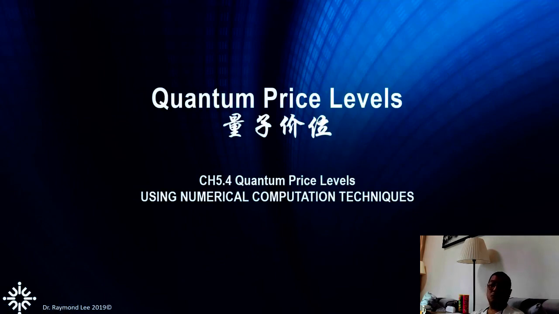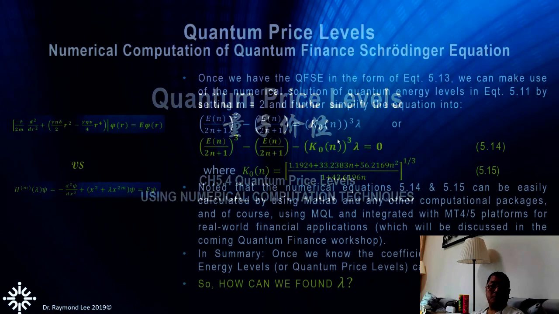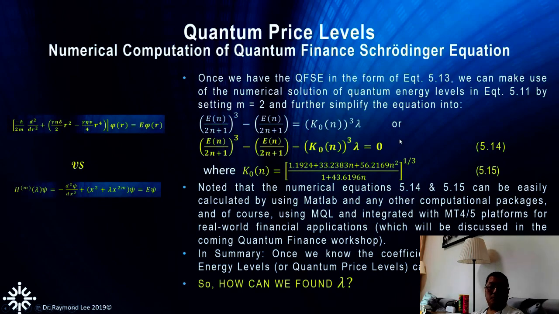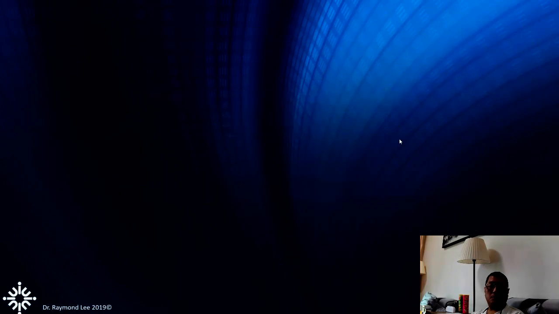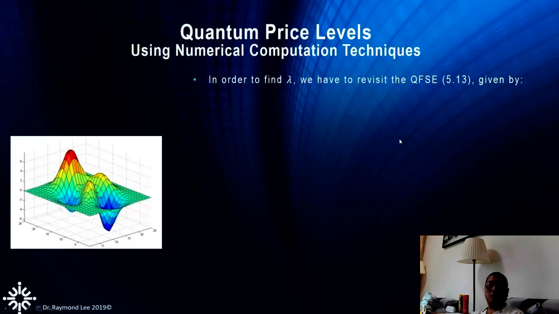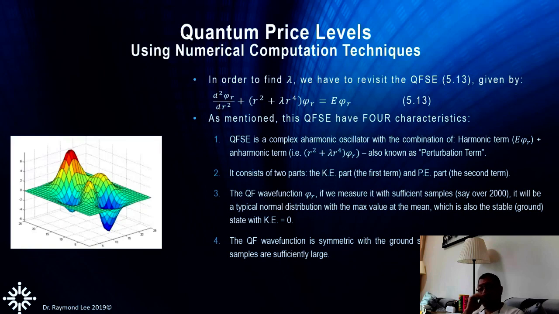So we will come back to the pattern again. Remember, in order to find lambda, we have to reset the quantum finance energy Schrödinger equation, this one. As mentioned, this equation has four major characteristics. First, it is a very typical anharmonic oscillator with two terms. First is the harmonic term, the first one. The second one is the anharmonic term, the second. We also call it the propagation term. So it consists of two parts, the KE part and the second part, the PE part.